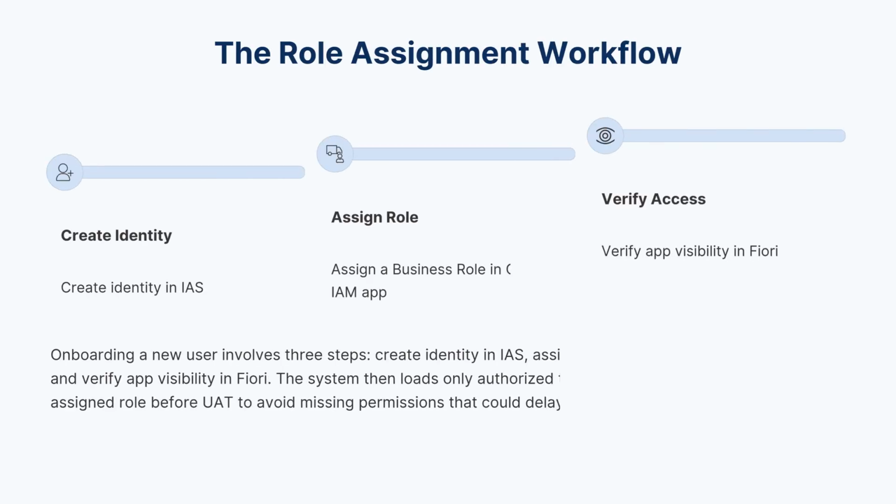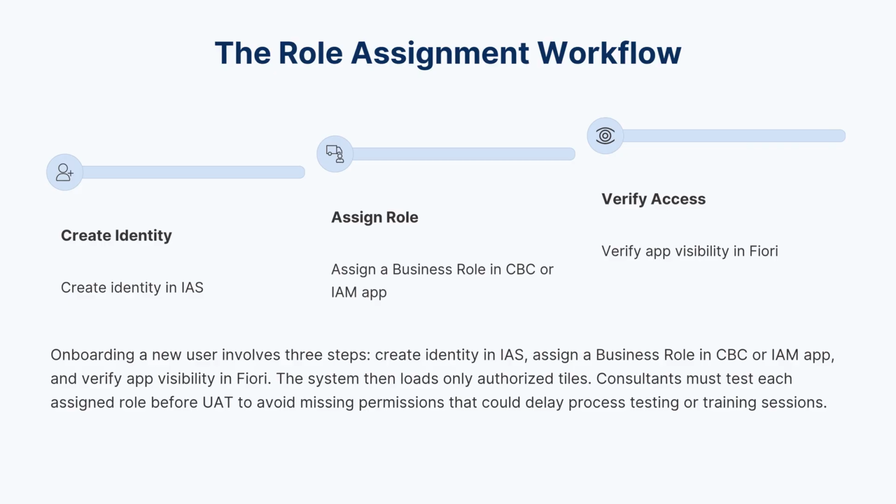The role assignment workflow. Assigning a role follows a structured flow. First, the administrator creates or selects a business role in CBC. Then, the user identity is created in IAS or via the Manage Workforce app. Finally, the role is mapped to the user in Identity and Access Management, IAM.